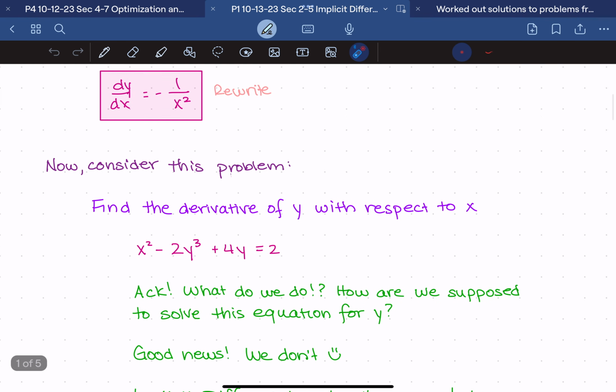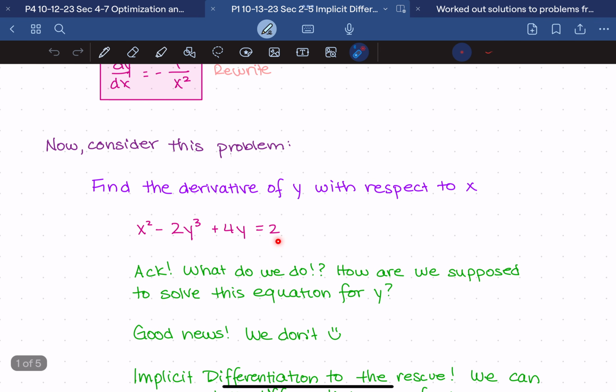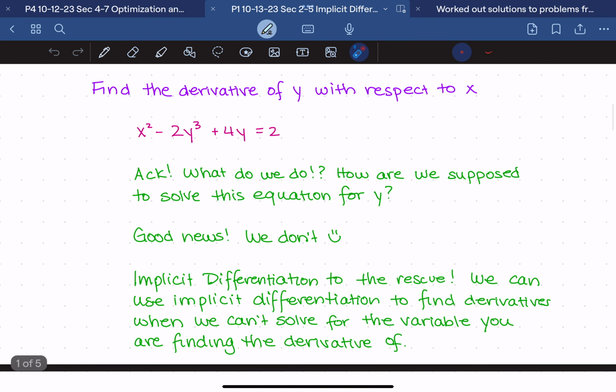But what if I asked you to do the same thing for this problem? Now we have a problem, because what are we going to do? We can't solve this thing for y. How do we do it? I'm sure there is a way to solve it for y, but I don't know what it is myself. But the good news is we don't have to solve for y. That's what implicit differentiation is about. We use implicit differentiation to find derivatives when we can't solve for the variable we're finding the derivative of. We're finding the derivative of y with respect to x. We can't solve for y, so we can use implicit differentiation.